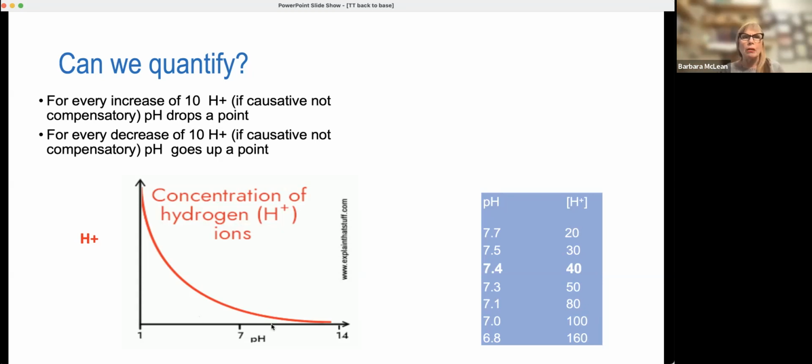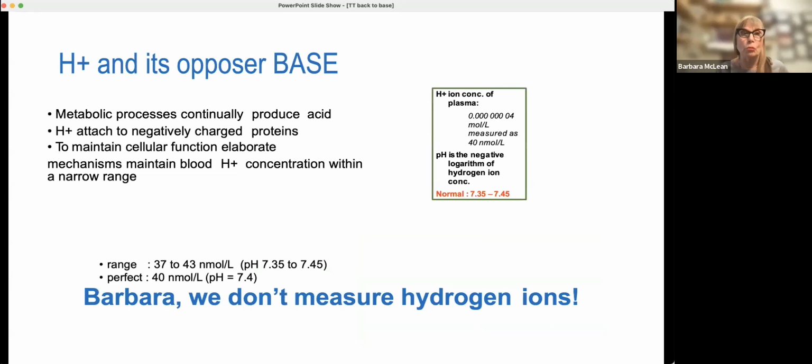And you can see that here, that as the hydrogen ion increases, and as it increases in terms of content below 7, that is a rapid increase. When hydrogen ion increases, there is a rapid decrease in the pH. So you have a really steep part of the curve as your hydrogen ion goes up and makes your pH go down. So very, very important. Okay, and we're really talking about causative, not compensatory.